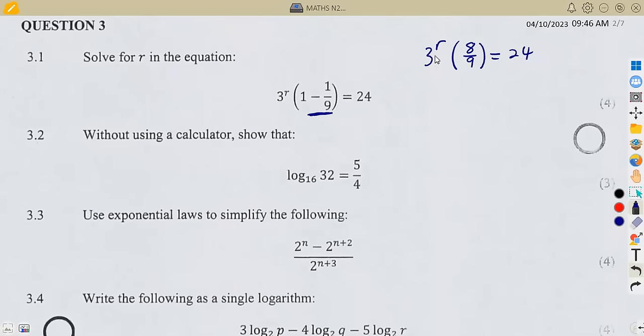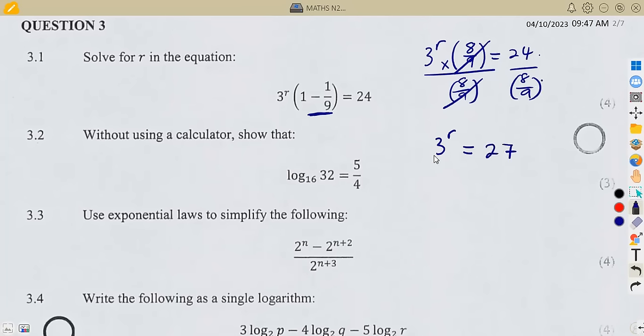So since we are to calculate r in this case, we can divide by 8 over 9. It's a multiplication, so there's nothing that can affect us. We can divide by 8 over 9 on both sides. This can cancel. So we remain with 3 to the exponent of r, which is equal to 24 divided by 8 over 9. So this was going to give us 27.